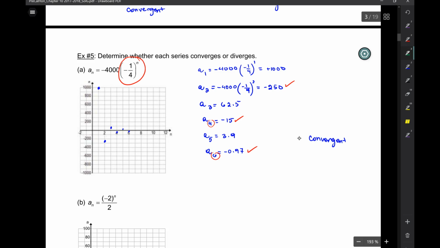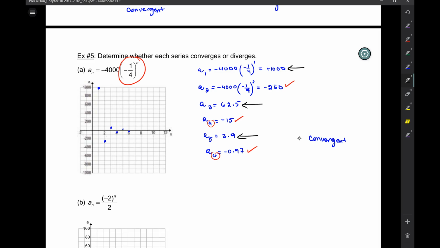If n is odd, that's going to be negative times negative, positive. So n is odd, n is 1, n is 3, n is 5. Those are all positives, right? So when we're dealing with sequences, anytime you see a negative raised to the n power, it's going to alternate signs because n is going to alternate between odd and even. All right, let's do the next one then.